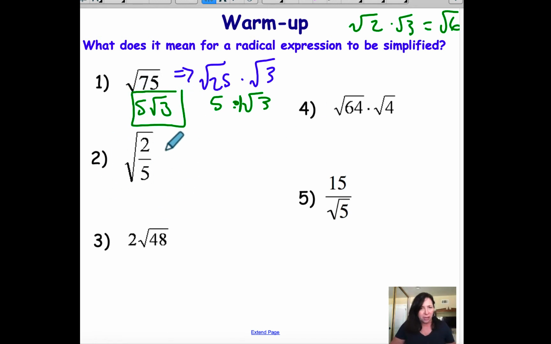For this problem here, this breaks down. See, the root goes over the entire fraction. That's going to be the square root of 2 divided by the square root of 5. Now, of course, I can't divide those two, but what I can do is remove this root from the denominator, because you aren't allowed to have that root on the denominator. So we're going to rationalize that.